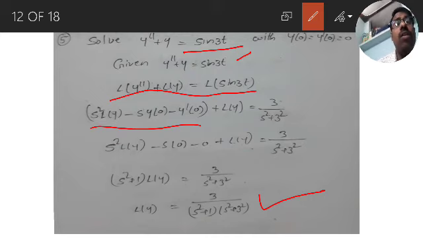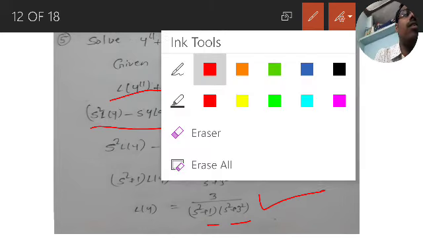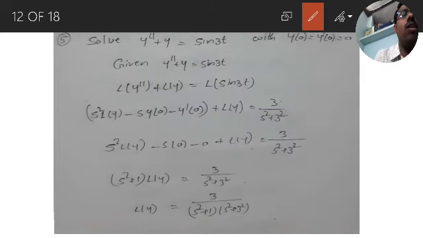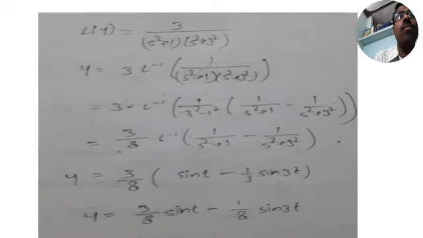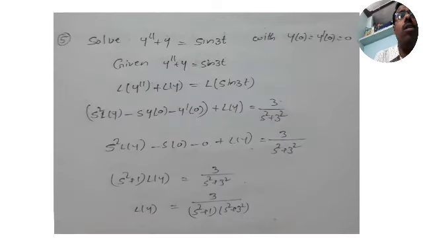What to do here? L to this side means L inverse. You have b square, 3 square, and a square, 1 square. So b is greater than a. You can apply the previous formula. What is that? Let us see in the next slide what you are using. Oh no, the formula is given.